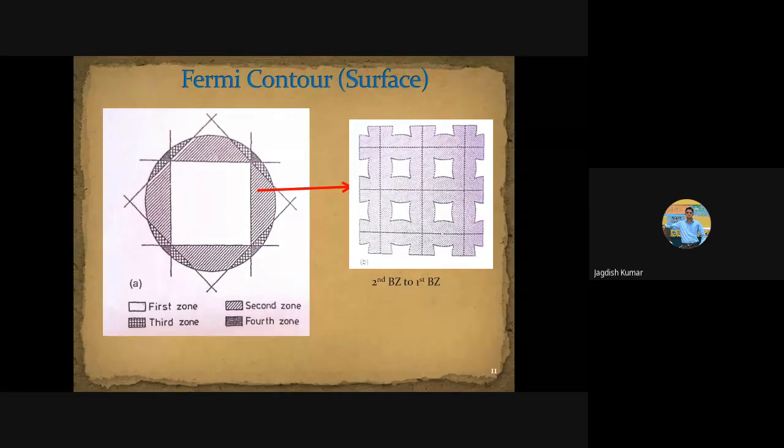Is this clear to everyone, or is there any question on this part? Did you understand it well? This is called Brillouin zone folding: folding higher Brillouin zones back to the first Brillouin zone. So we saw how to get the second Brillouin zone into the first one. Is this clear? Okay. Anyone else? Does anyone have a question?